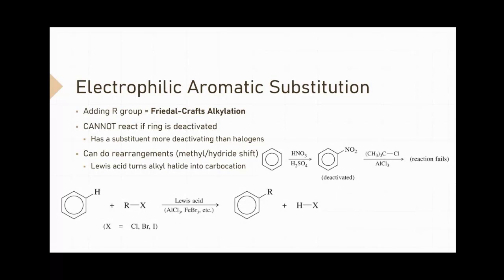All right, so if I want to add an R group, a common way to do it is Friedel-Crafts. The only caveat to that is the ring has to not be deactivated. So you can do it with a regular benzene ring, but if it has any deactivators on it, Friedel-Crafts cannot happen.